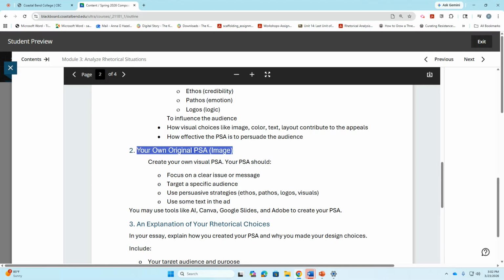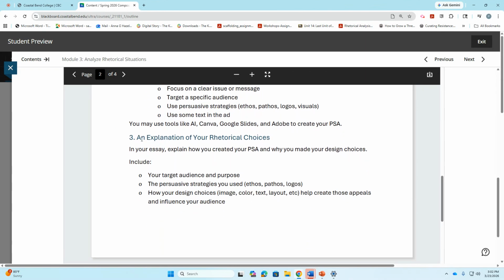And so that too has some guidelines, creating the image itself, but then the writing on the image is going to be an important part of the essay, right? You're explaining your rhetorical choices. You're talking about your own creation process. You're talking about your own rhetorical decisions that you made, thinking about that specific audience you're trying to reach.